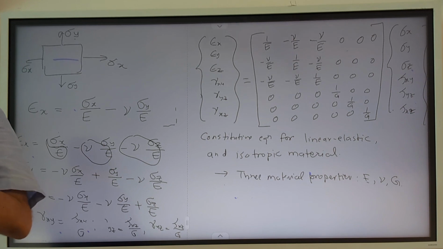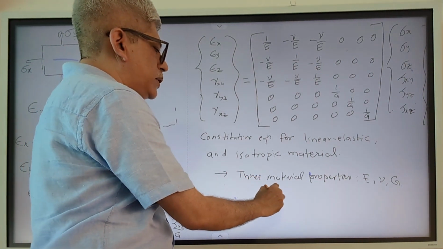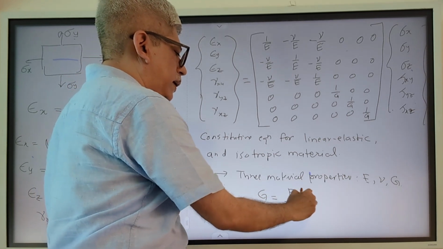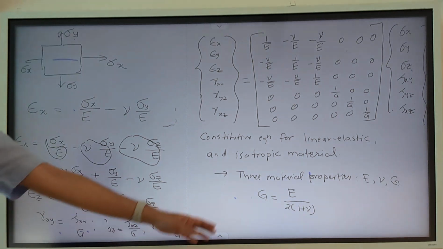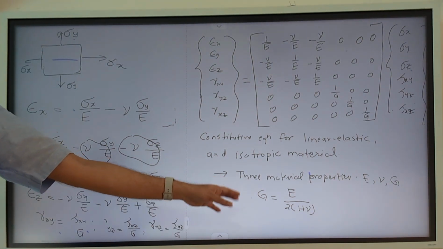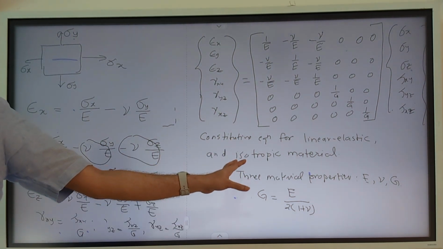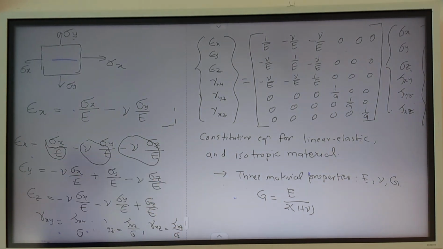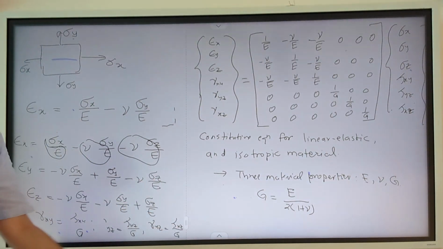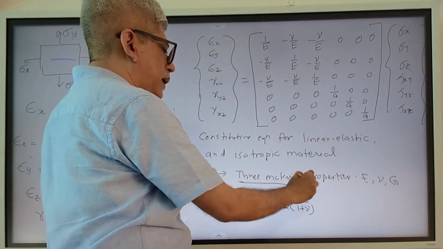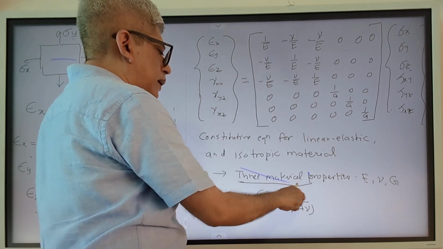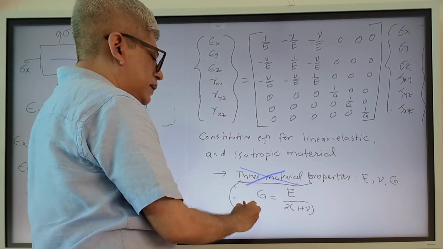There is a relation between E, the modulus of elasticity, and G. G equals E divided by 2 into 1 plus mu. You might have done this in strength of materials, but I don't expect you to remember it. So that is the relationship you are using. Although three material properties are written here, there are actually two unique properties.